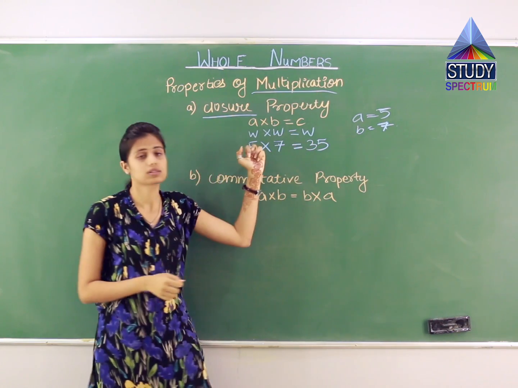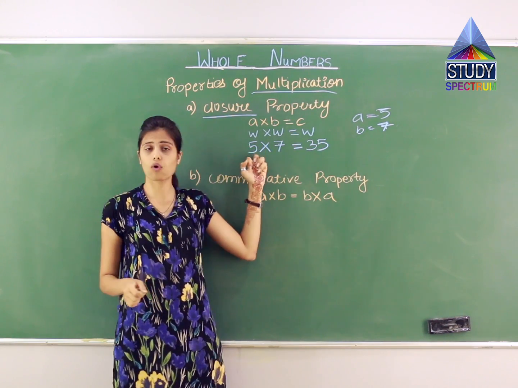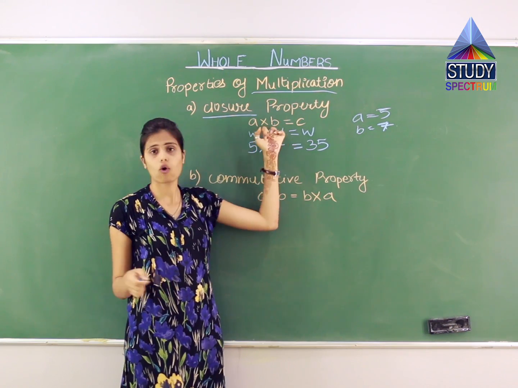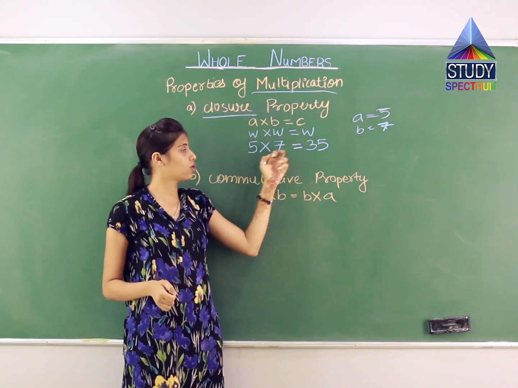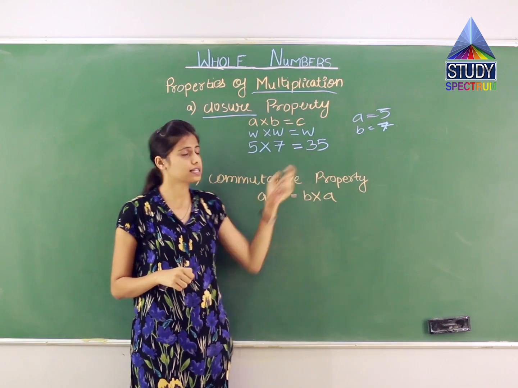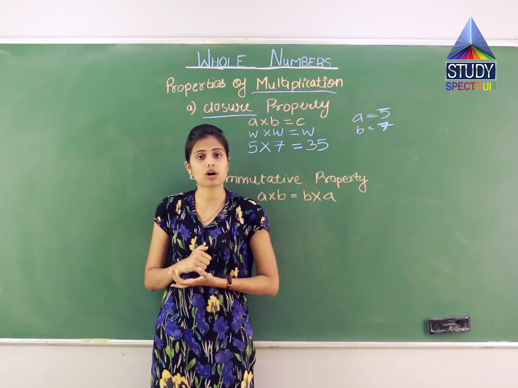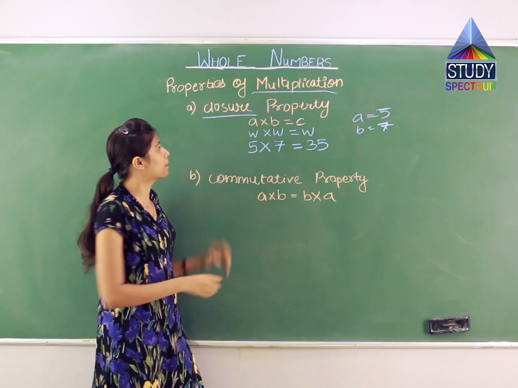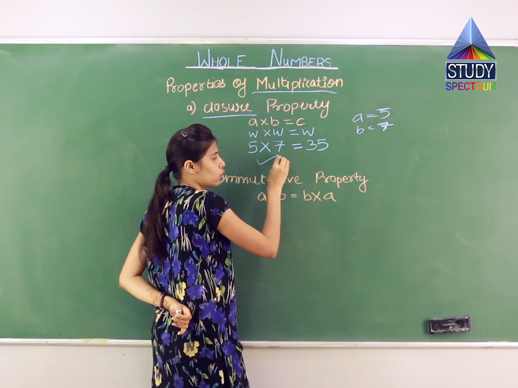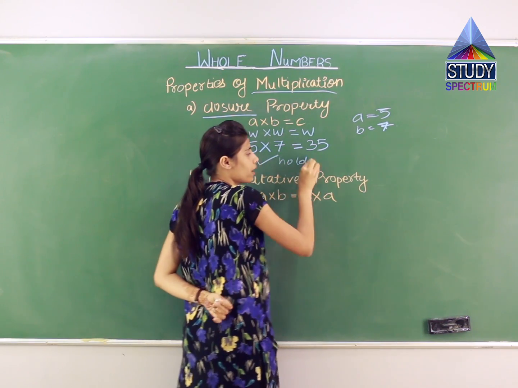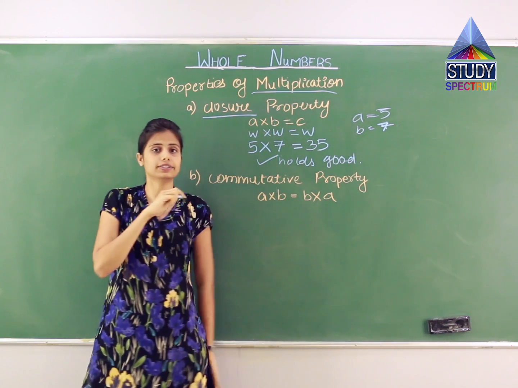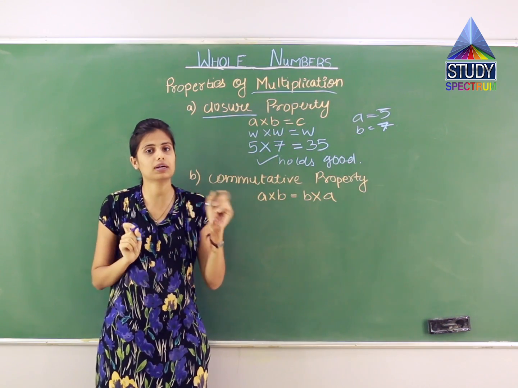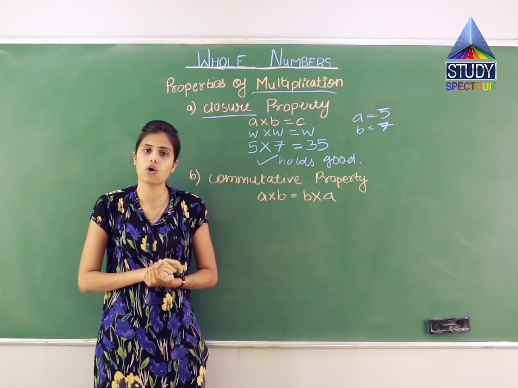So can you see this? 5 is a whole number, 7 is a whole number. When I multiply a whole number which is 5 to another whole number which is 7, the answer is 35, which is also a whole number. So the property of closure holds good. Why holds good? Because it satisfies the condition that a whole number multiplied by a whole number will give us a whole number.